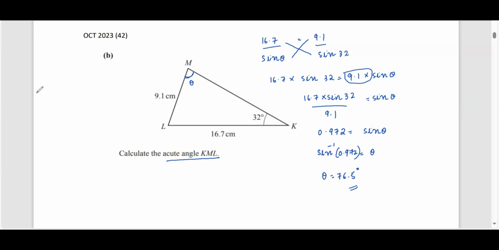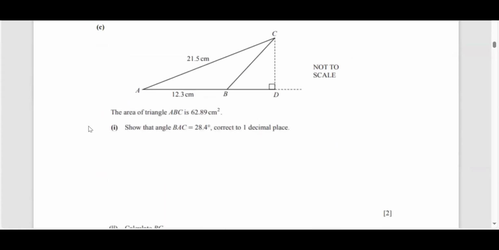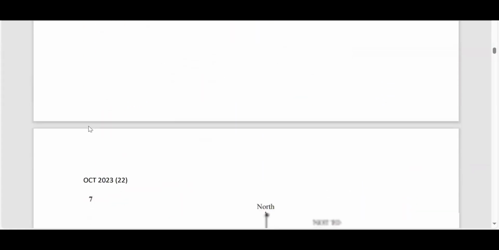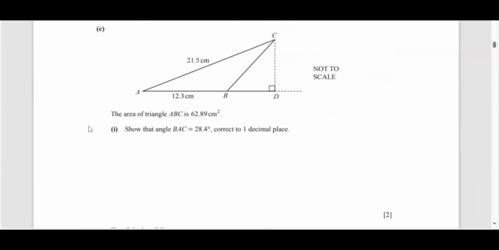So now let's move on to the C part. I think we have a C part as well. Yeah, C part has 3 subdivisions. Let's start with the first one here. The area of the triangle ABC is 62.89 centimeters square. Show that the angle BAC is 28.4 degrees. So angle BAC, we need to prove that this is 28.4 degrees.